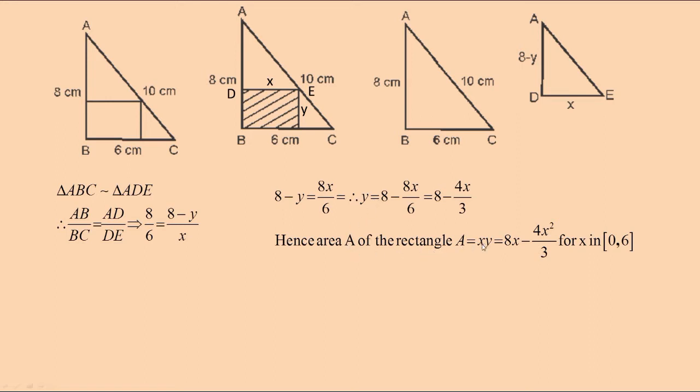So the area A is xy. This x is there already. For y, you substitute this. So A is 8x minus 4x squared by 3, in the closed interval 0, 6. Because the length cannot be negative and also the length cannot be greater than 6. Therefore, you have this closed interval here. So this is the formula for A, 8x minus 4x squared by 3.